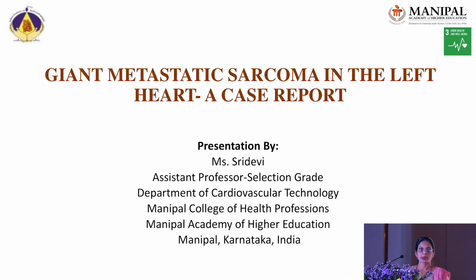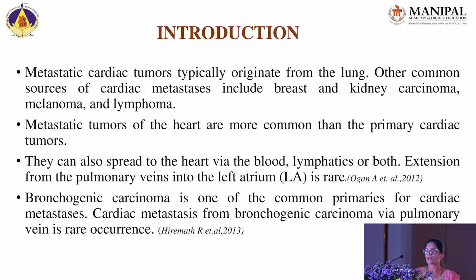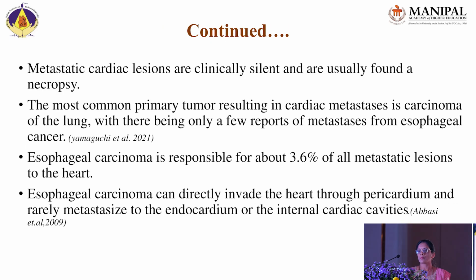Here I am going to present a case titled Giant Metastatic Sarcoma in the Left Heart. Introduction. Metastatic cardiac tumors typically originate from the lung. Other common sources of cardiac metastasis include breast and kidney carcinoma and lymphoma. Metastatic tumors of the heart are more common than primary cardiac tumors. The most common primary tumor resulting in cardiac metastasis is carcinoma of the lung, with only a few reports of metastasis from esophageal cancer.